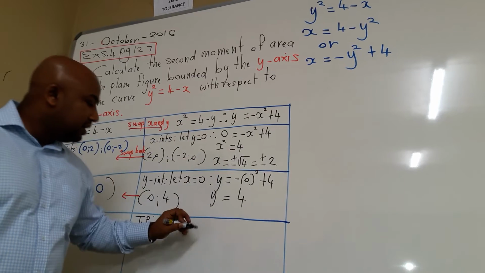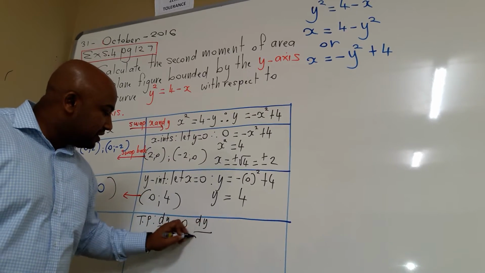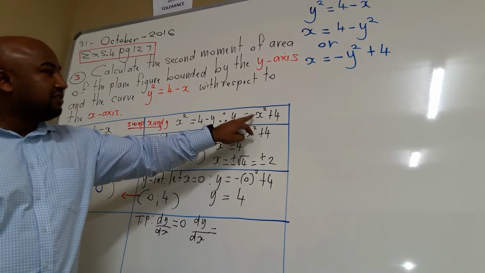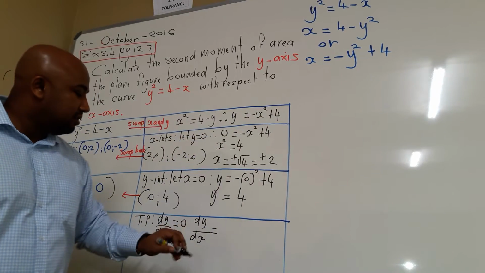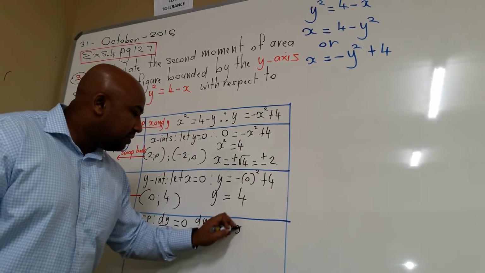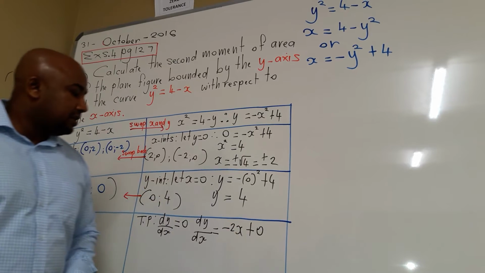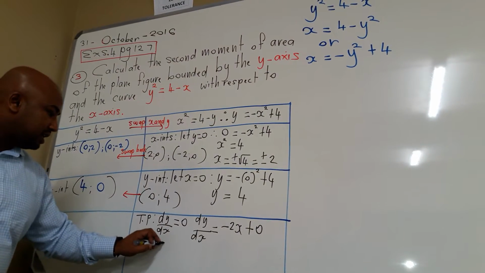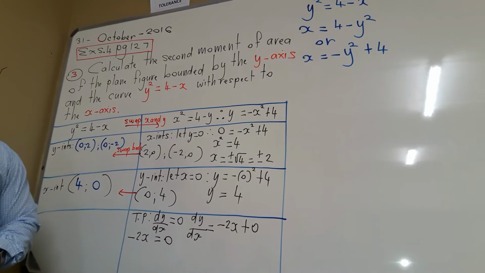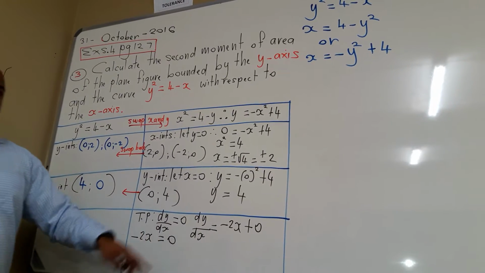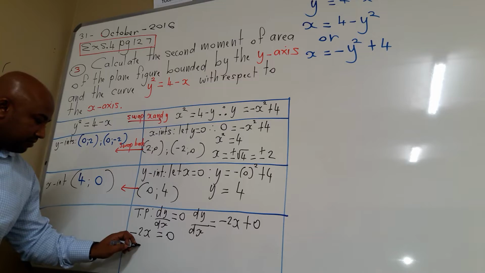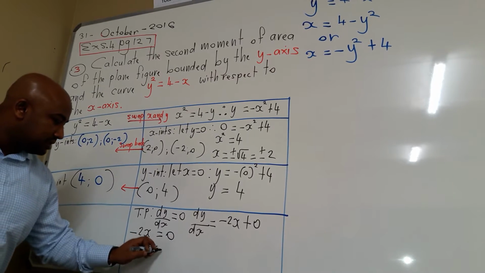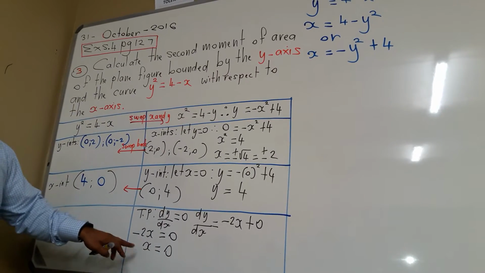So here is y. If I want to find dy over dx, what is the derivative of minus x squared plus 4? It will just be minus 2x plus 0. What are we going to do here? We will take minus 2x and make it equal to 0, because the gradient of the tangent here will be 0. So x is equal to 0 over minus 2, which is 0.